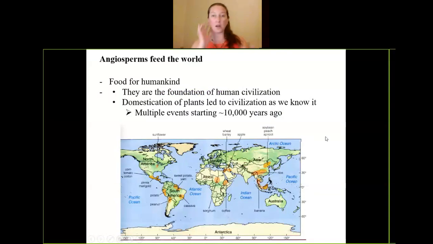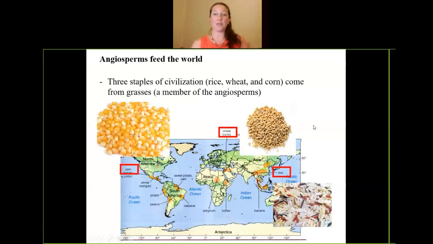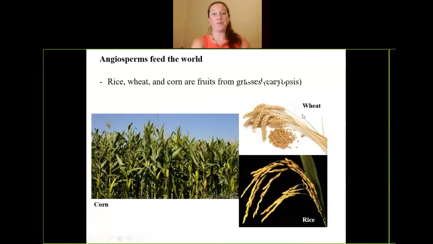Okay, we already talked about this, but it's important to just remind you that angiosperms are what feed the world. They are the big food source for humans and all other terrestrial animals for the most part. We wouldn't have had civilizations without the domestication of angiosperms, particularly these that we already spoke about in the first class, right? Corn, wheat, barley, and rice, which are all members of the angiosperms and all grasses. So in terms of human civilization, angiosperms are pretty important.